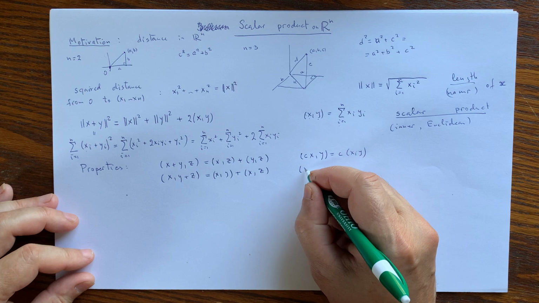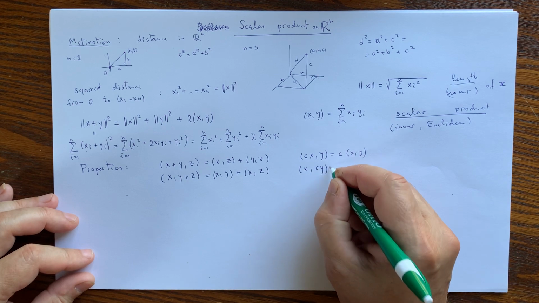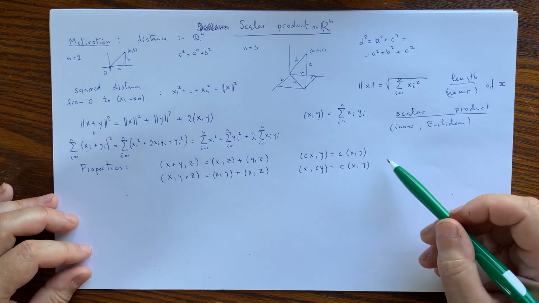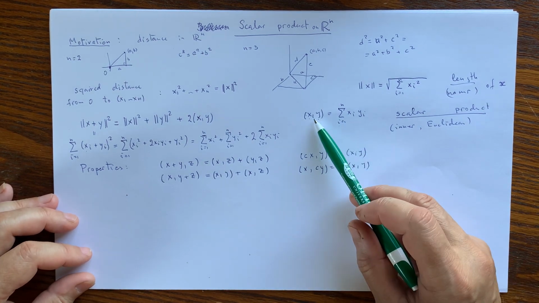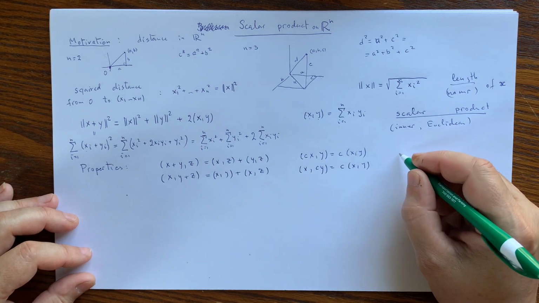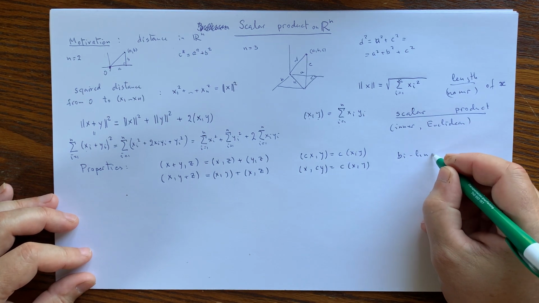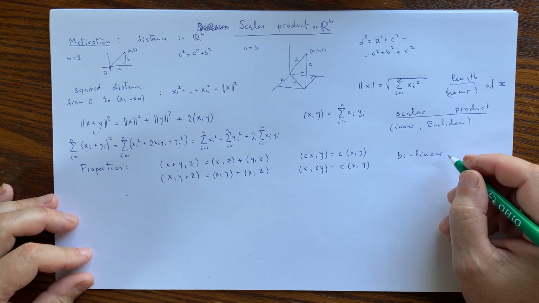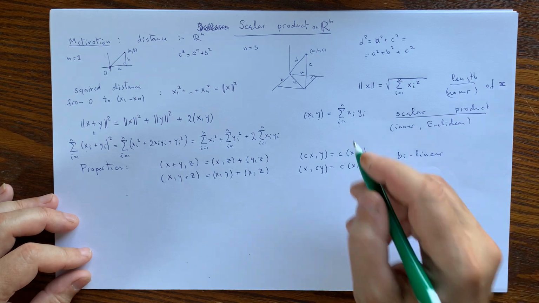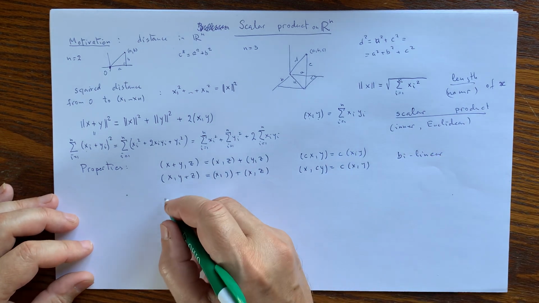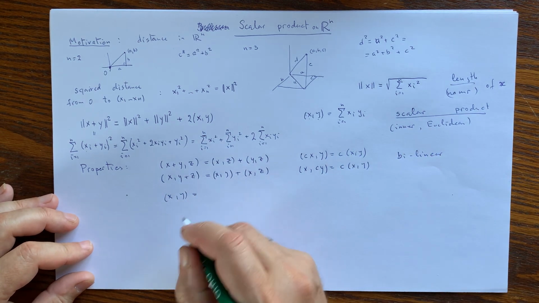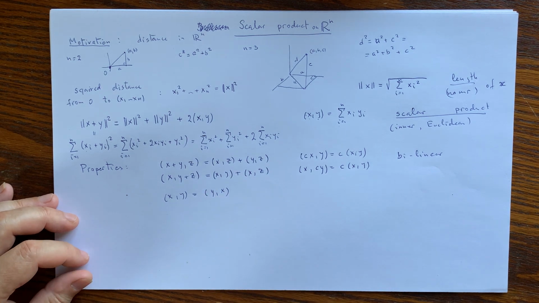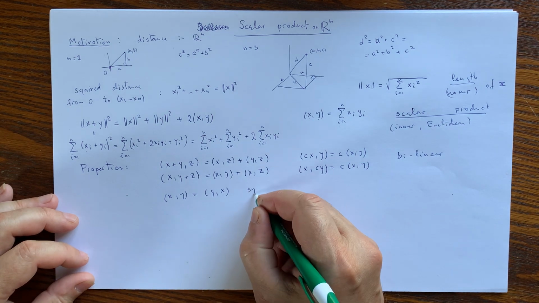Additivity in the second argument or the scaling property are still true. So together, these properties make the function linear in each argument. Such functions are called bilinear, or bilinearity. On top of that, this expression is symmetric in x and y, so if we change the order in the scalar product, we'll have the same answer. And that is symmetry.